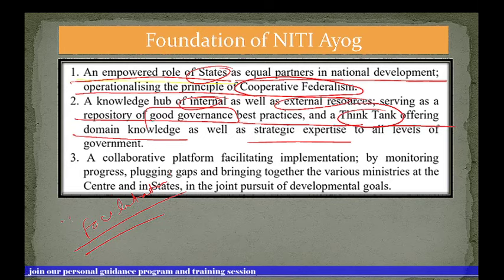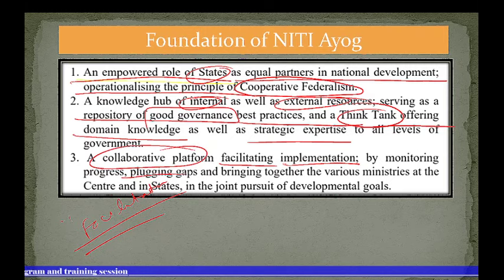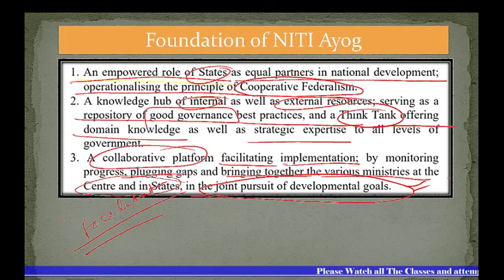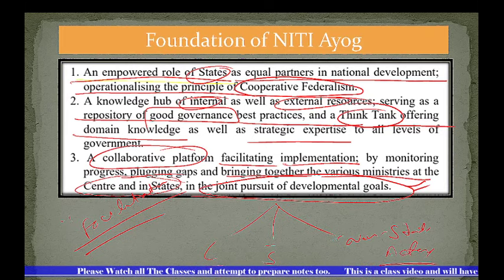Now the third thing is that there must be a collaborative platform facilitating implementation by monitoring progress, plugging gaps, bringing together the various ministries at the center and the states in the joint pursuit of development goal. So you must understand that this is the collaborative platform. What is collaboration? Collaboration is always between center, between state, and between the non-state actors. So you must know collaboration means. So these are the foundation of Niti Aayog.